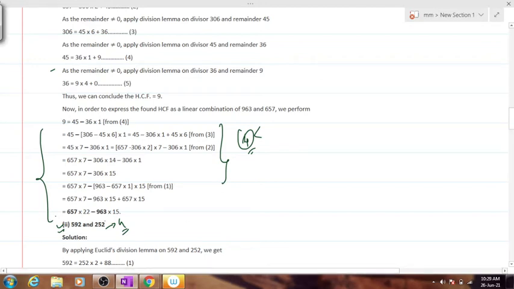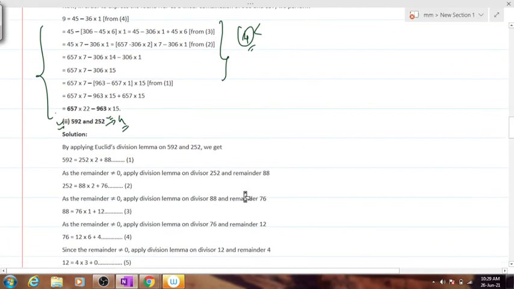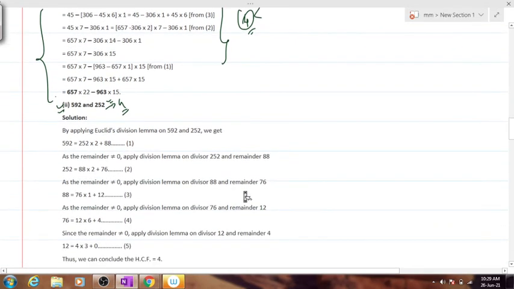How much is the HCF? So HCF is 4. Good. HCF will come out to be 4. Now you have to express this in this form.